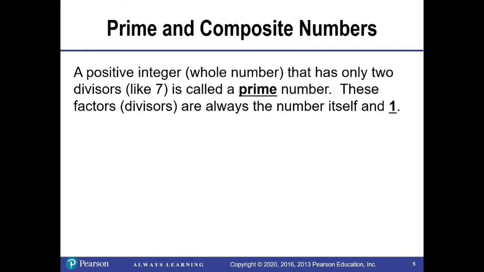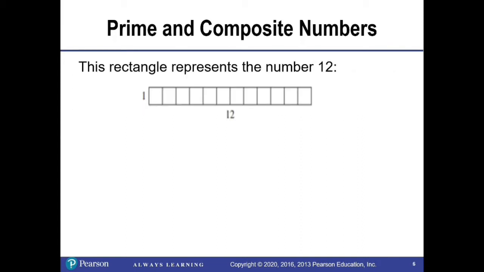A number is considered prime if the only factors of that number are the number itself and 1. For instance, 7 is prime because the only factors of 7 are 7 and 1. On the other hand, I can have a rectangle as you see below where I have 12 chips put together in one row. This represents the number 12.